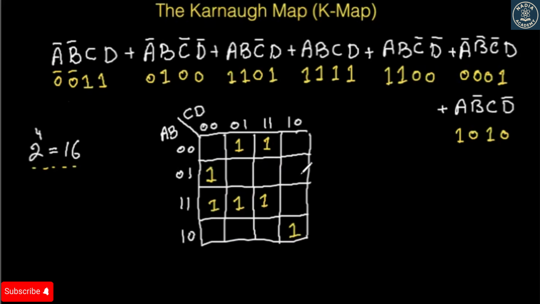Now, the next step is how we can find the solution using these K maps. It's very simple, very easy. For that, we need to group the cells. How we do the grouping, let's understand. Okay, now our task is grouping. So how should we group?